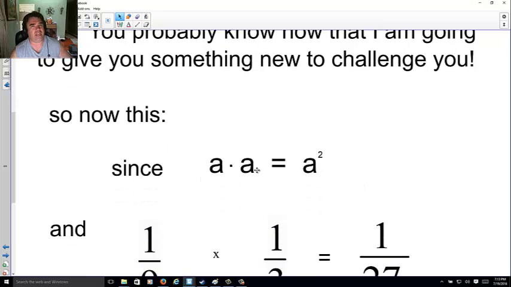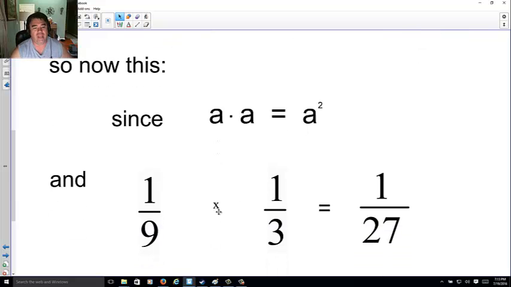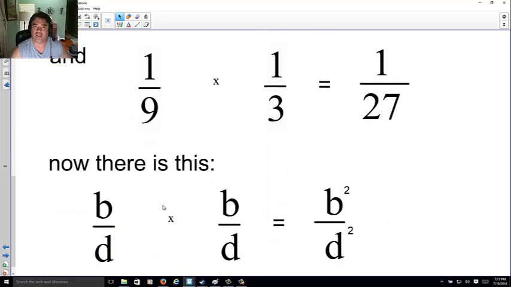Since a times a is a squared, remember a couple of sections ago we talked about if you multiply a letter by itself, it just makes that letter squared. And if you have 1/9 times 1/3, you know 1 times 1 is 1, and 9 times 3 is 27. Now take a look at this. B over D times B over D, well, B times B is B squared. Just means there's two B's. D times D is D squared, and that is your answer. It doesn't matter what B and D are per se, it just matters that you put them together. When you assign a value, then we'll figure that out.